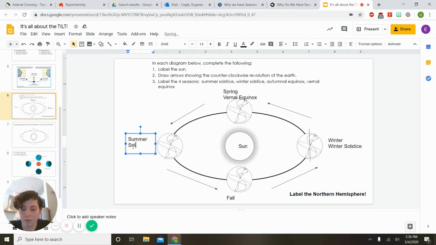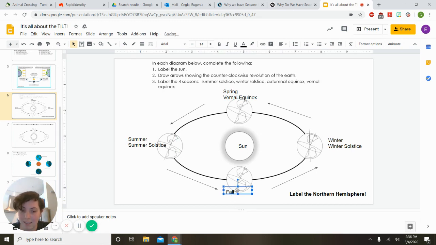Okay, and remember that solstice just means that that's when the sunlight is most direct in one of the hemispheres, I should say. And then an equinox means that sunlight is equal in both the northern and the southern hemisphere. So this one is called the autumnal, so autumn, equinox.